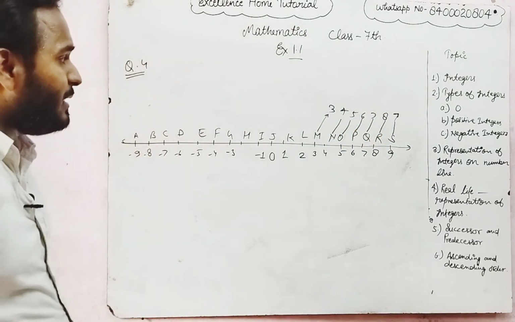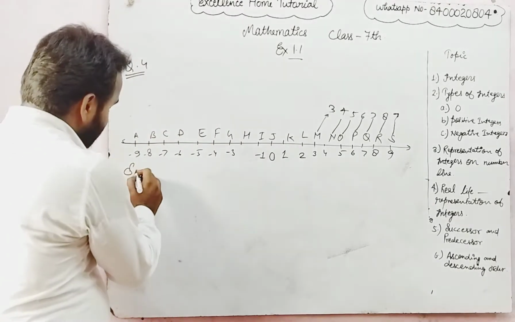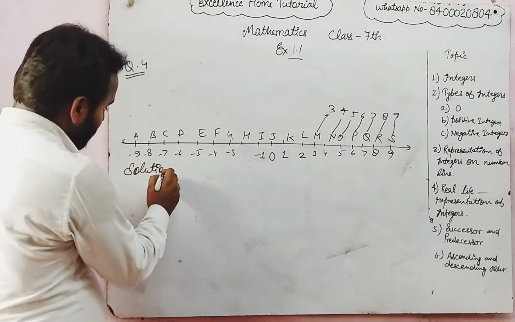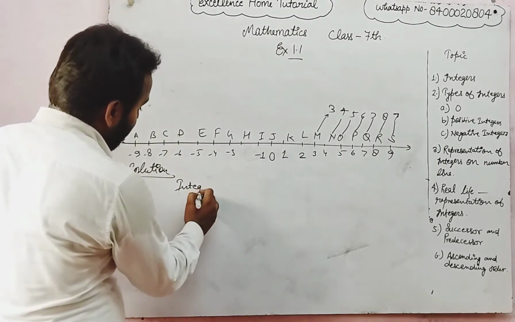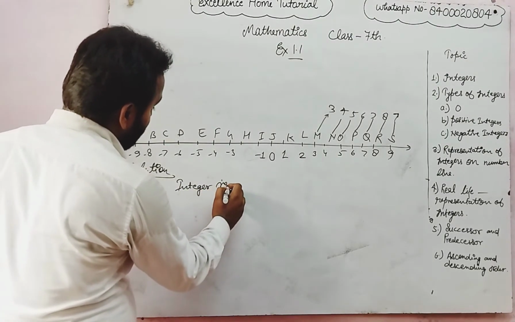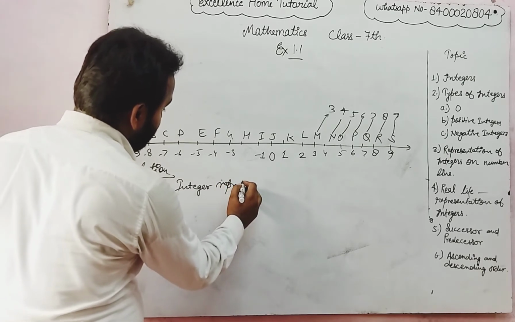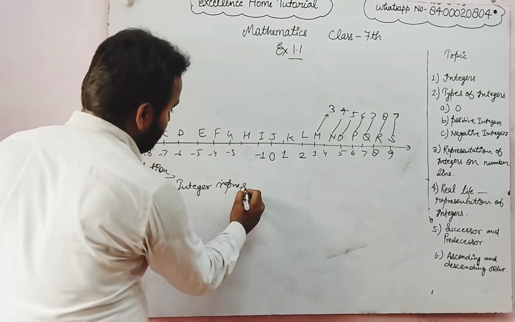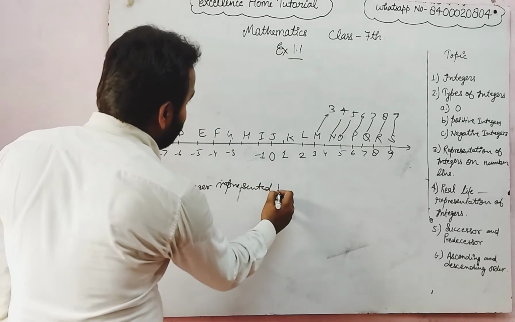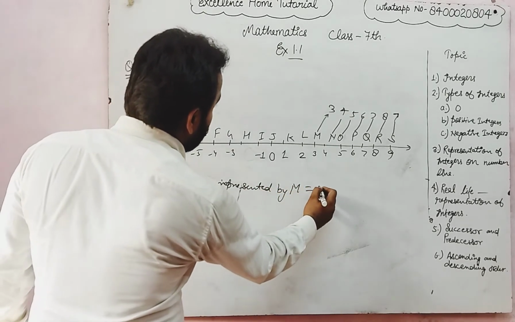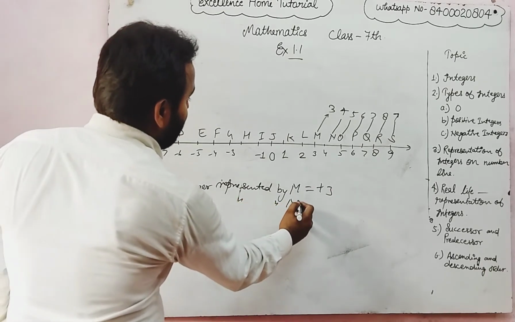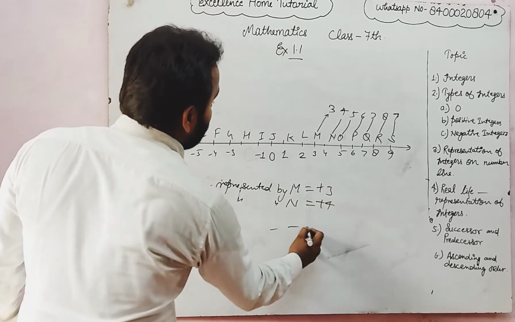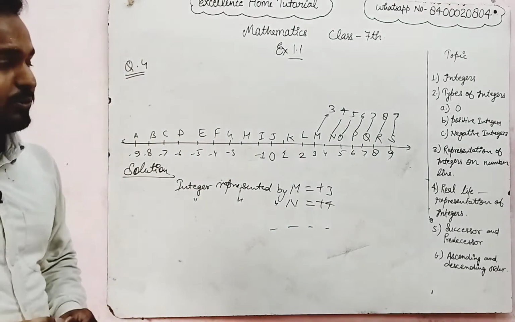So we can write it in the similar way. Solution: integer represented by M is equal to plus 3, integer represented by N is equal to plus 4, and so on. We can write this solution.